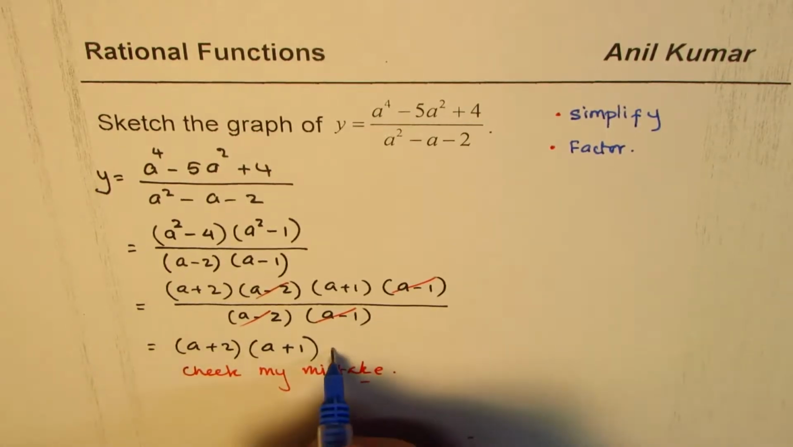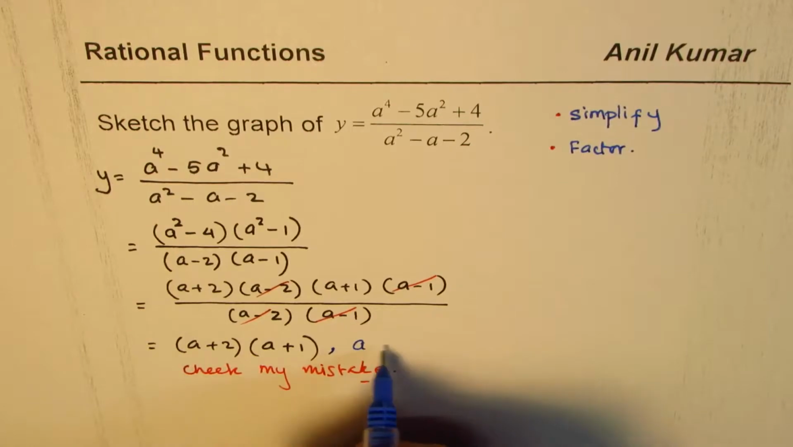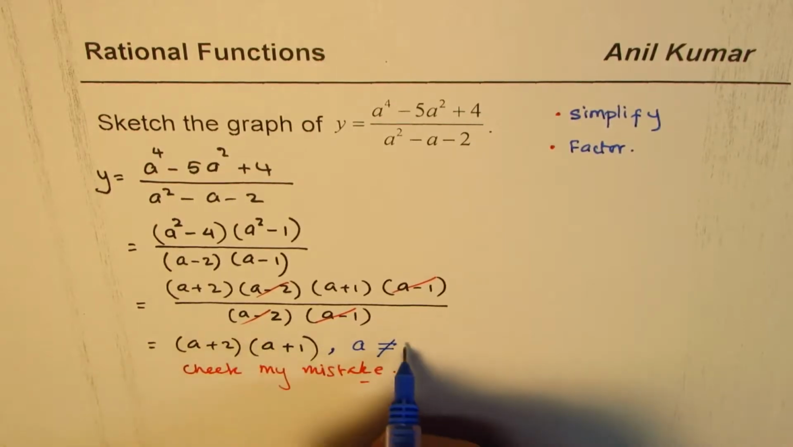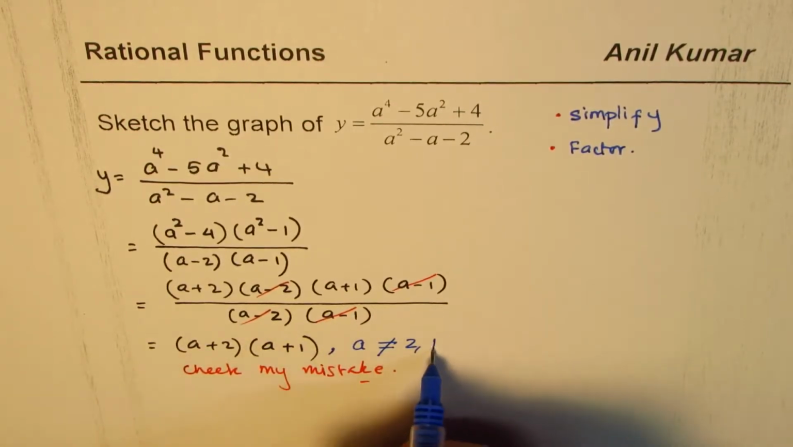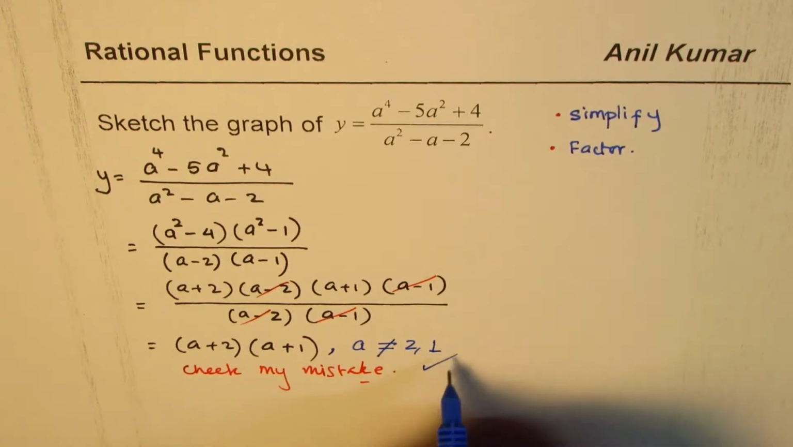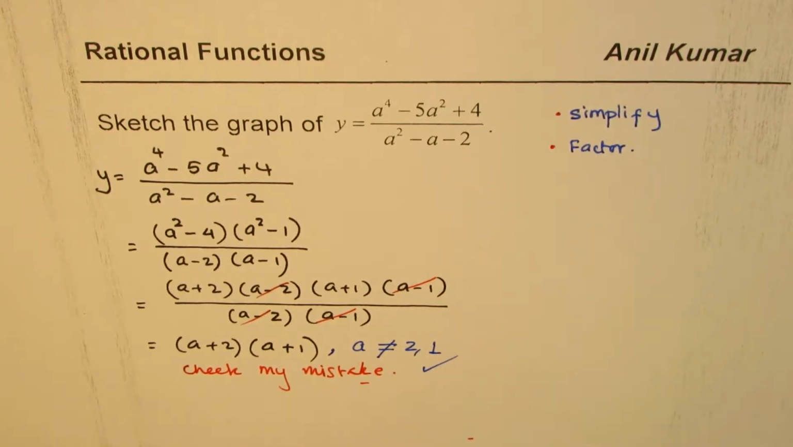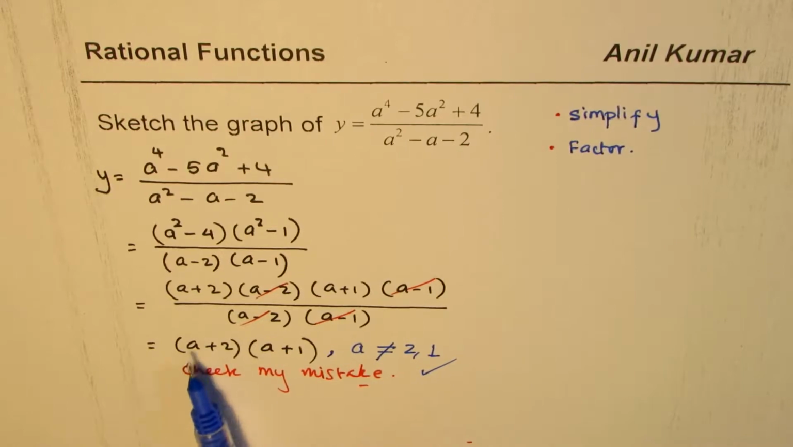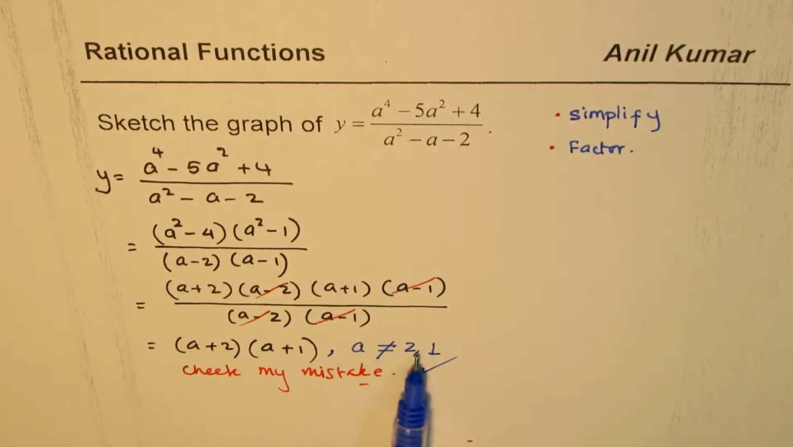It has some restrictions. So we should write that. So that is a is not equal to 2 and a is not equal to 1. So once I write that, then it is corrected. Do you get an idea, right? So that is how it should be. So when we say a is not 2 and a is not 1, it really means what? It means that if I substitute 2 here, then I should get a hole, right? So at these points we expect a hole, and at 1 also we expect a hole. Do you see that? That is what it means.